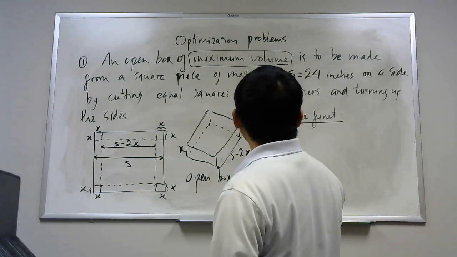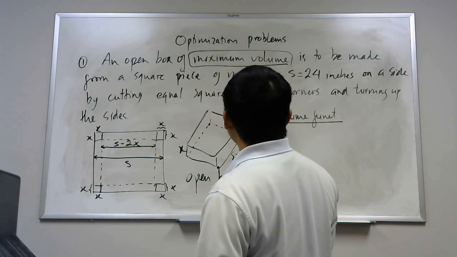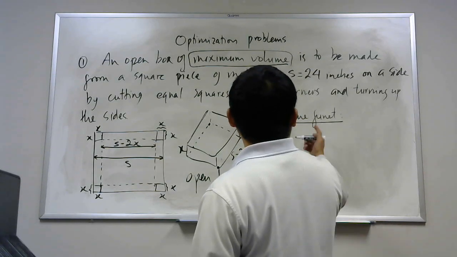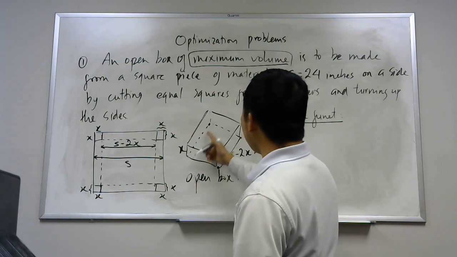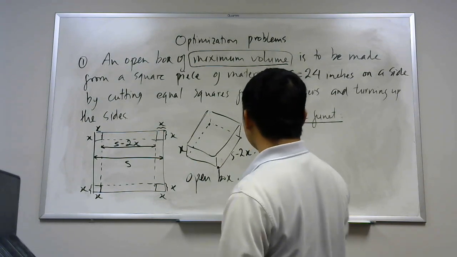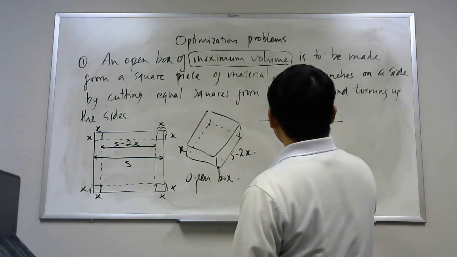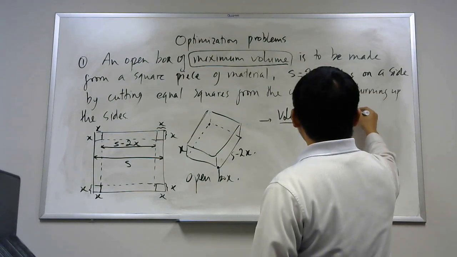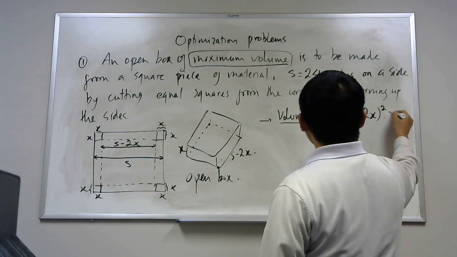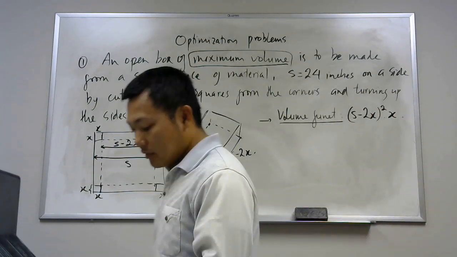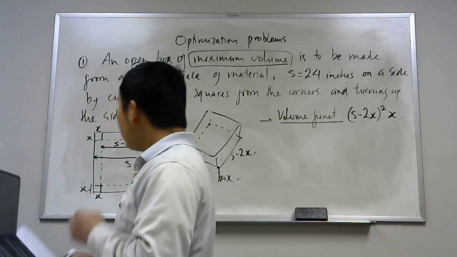And now we already have some volume function. So the volume function is equal to the area of the base multiplied by the height. So the area of the base is s minus 2x squared, and then times x. So that is our volume function.